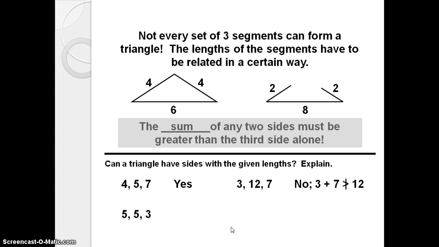5, 5, and 3. This one will. And then 3, 5, and 8. This one is not going to because 3 plus 5 is 8, and that's not greater than 8.